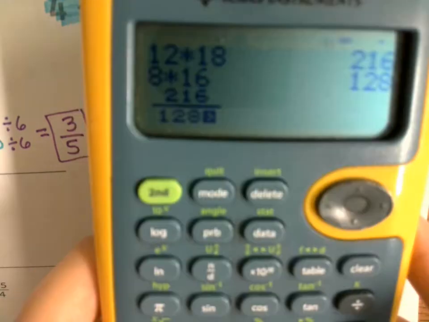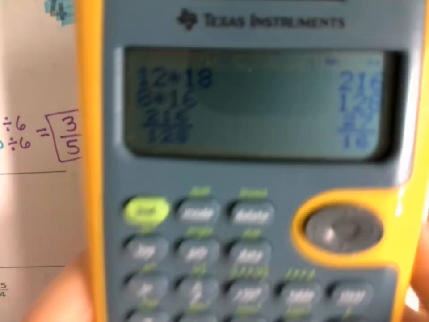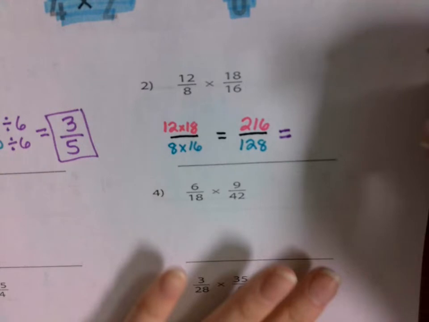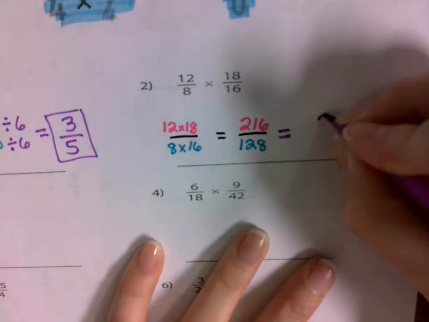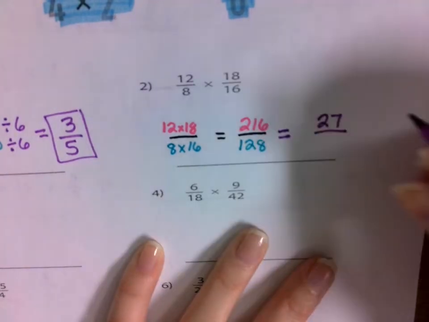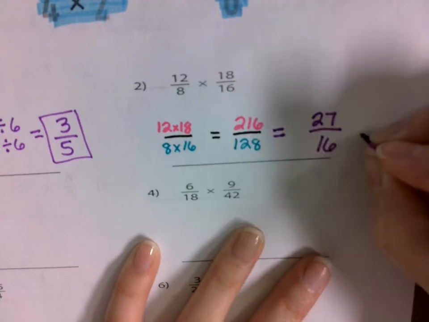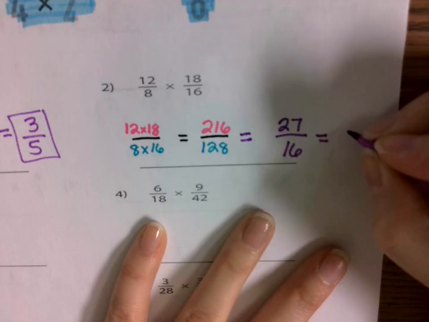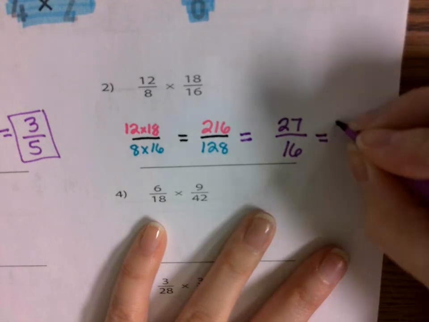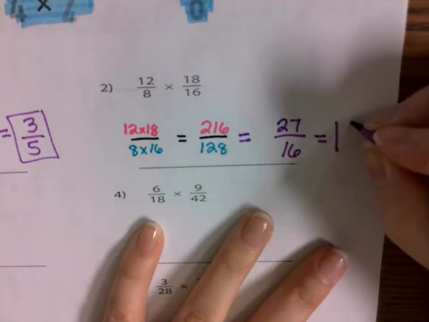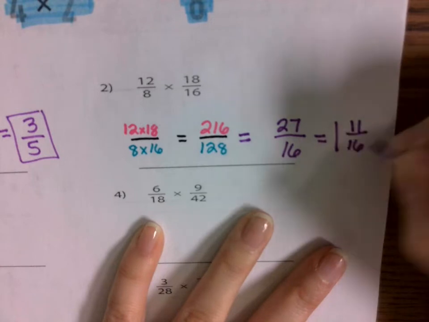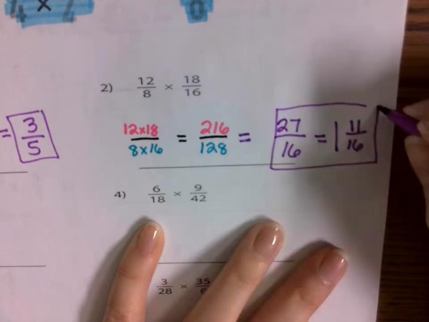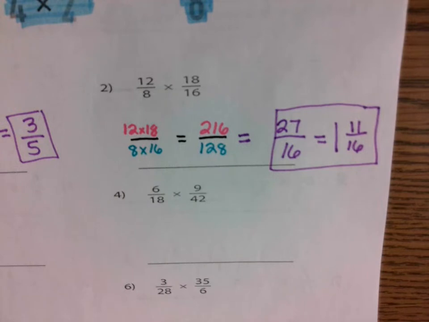I am fine with you keeping it in improper form, but you do need to know how to convert that into a mixed number. Okay, 16 would go into 27 one whole time with 11 remaining out of the 16. So both of these would be considered proper answers. What I want you to do right now is numbers 3, 4, 5, and 6 on your own. Check your answer with your calculator as well.